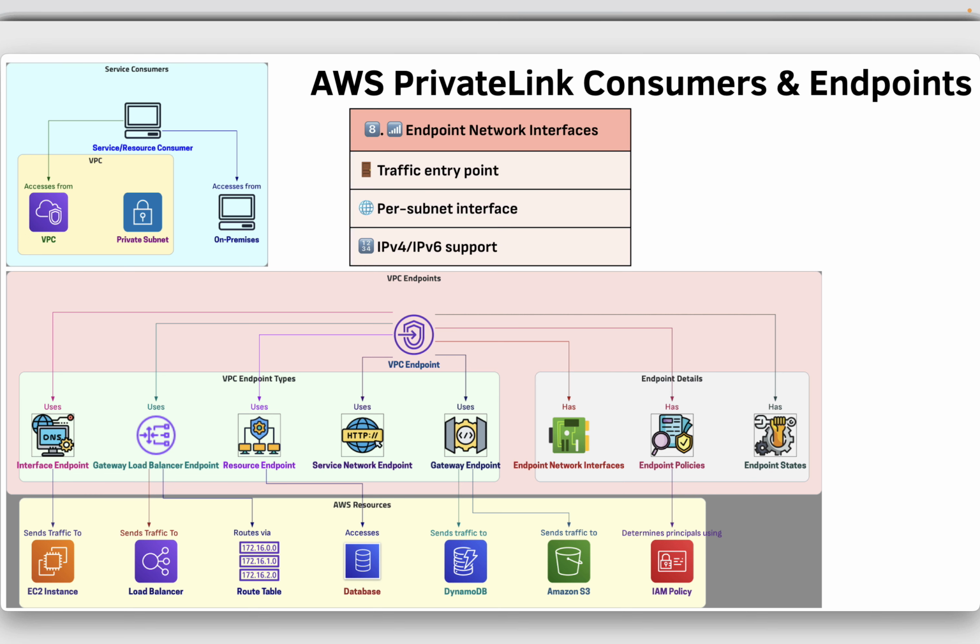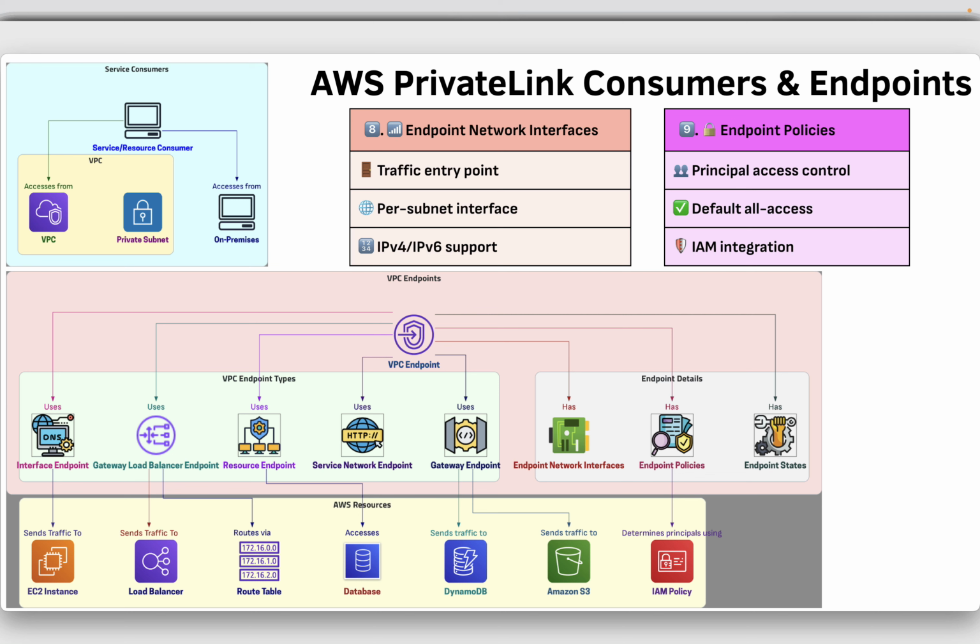Endpoint Network Interfaces. An endpoint network interface serves as an entry point for traffic to an endpoint service, resource, or service network. Each subnet in a VPC endpoint gets an endpoint network interface with IPv4 and IPv6 addresses. Endpoint Policies. A VPC endpoint policy is an IAM resource policy attached to the endpoint. It determines which principals can use the endpoint to access the service. The default policy allows all actions by all principals on all resources.